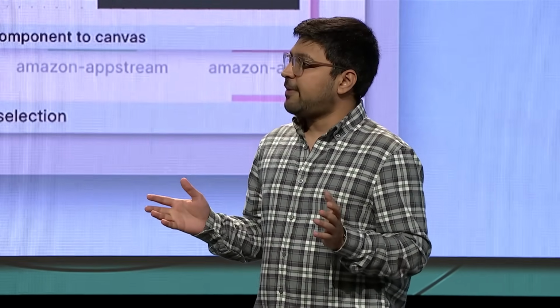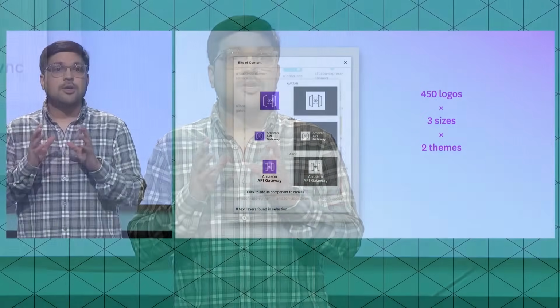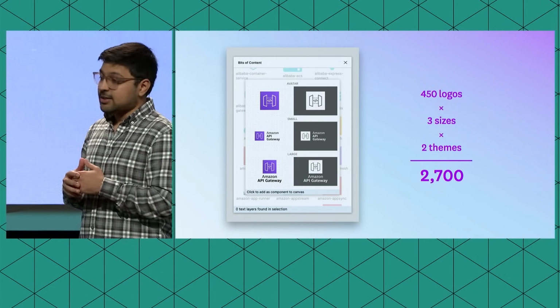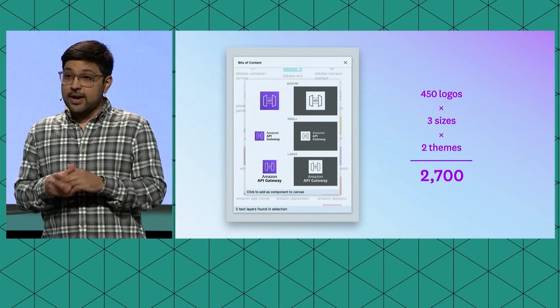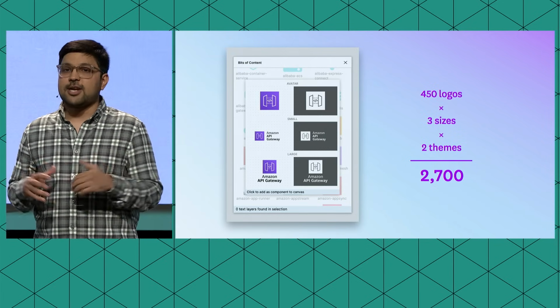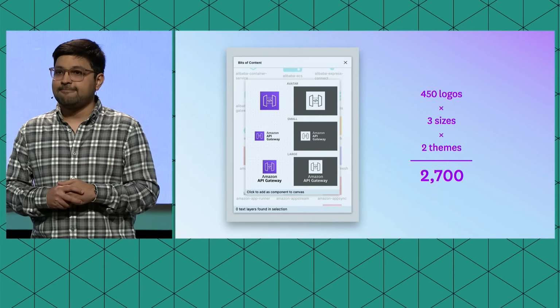To put things in perspective, that's around 450 logos times 3 sizes per logo times 2 variants or themes, which if you add them, it's like 2,700 variants that we'd otherwise have to maintain in Figma, but the plugin takes care of them all automatically.